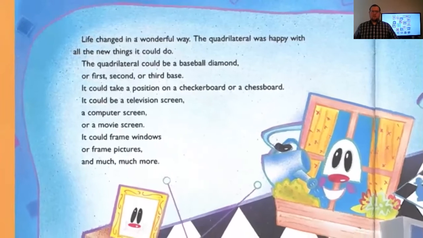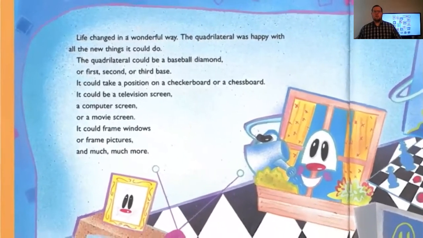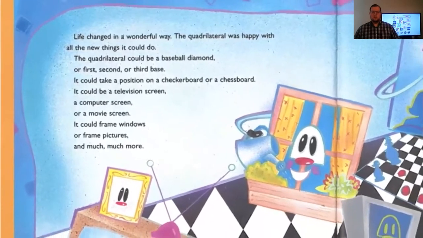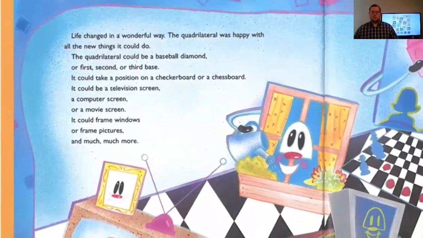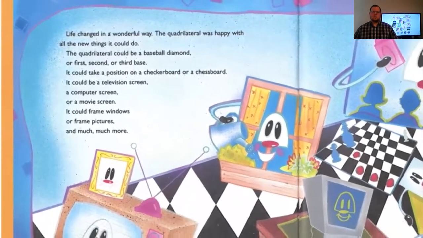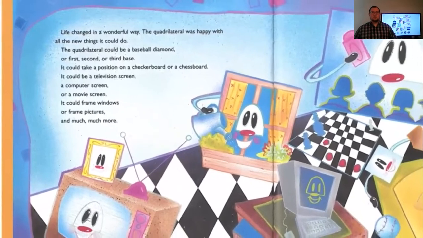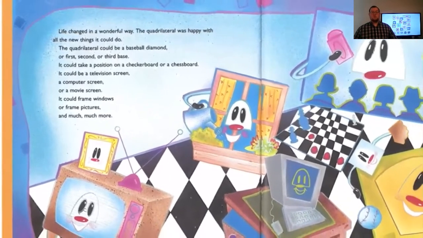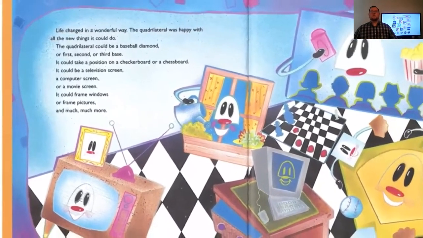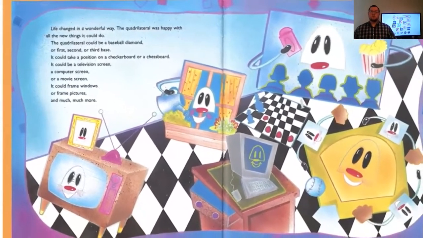The quadrilateral was happy with all the new things it could do. The quadrilateral could be a baseball diamond, or first, second, or third base. It could take a position on a checkerboard or a chessboard. It could be a television screen, a computer screen, or a movie screen. It could frame windows or picture frames, and much, much more.